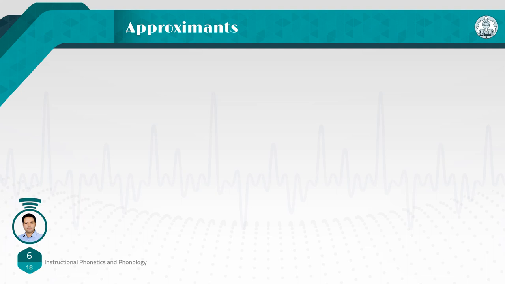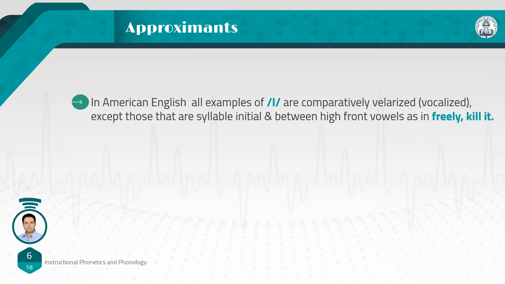Continuing our discussion on approximants, in American English, all examples of el are comparatively velarized, or we can say vocalized, except those that are syllable initial and between high front vowels, as in freely or kill it. More examples of velarized el can be found in these examples: ball, or field.